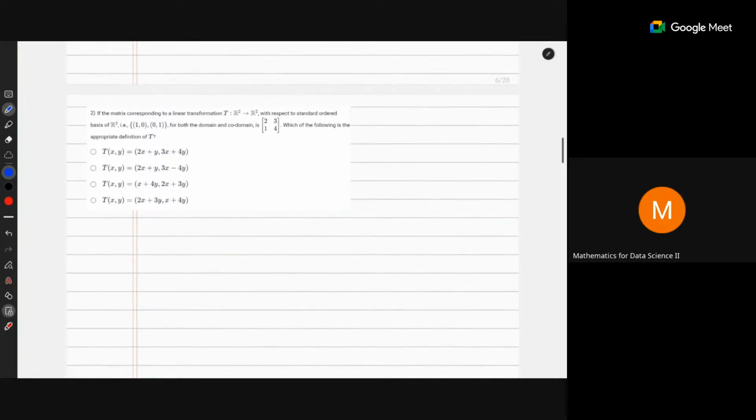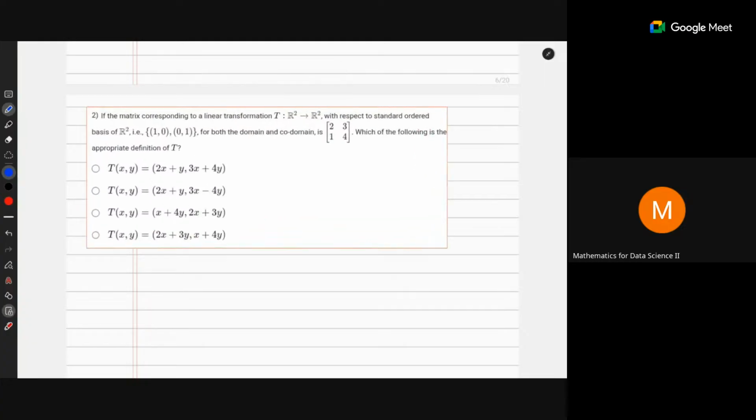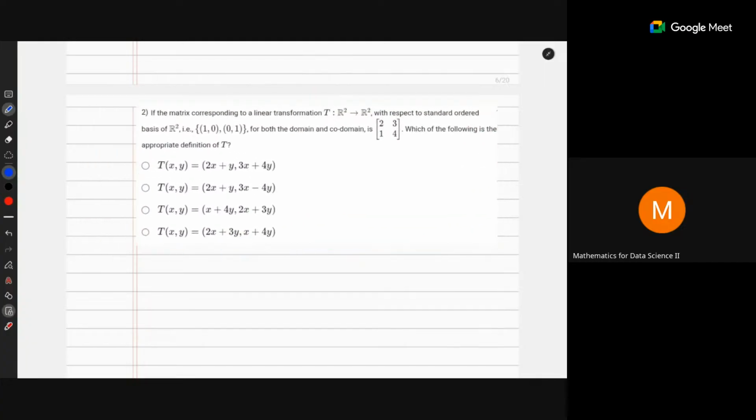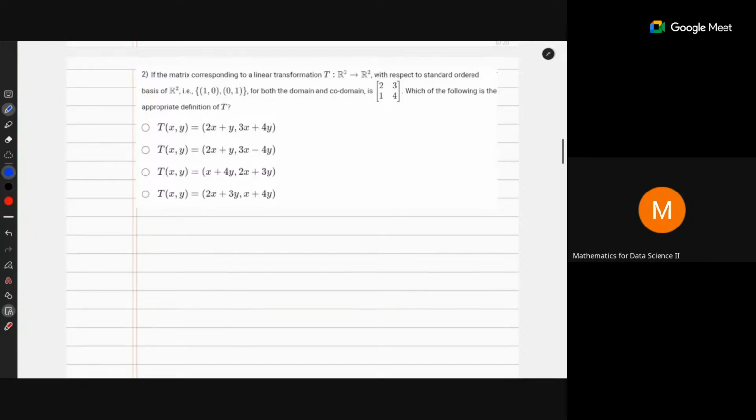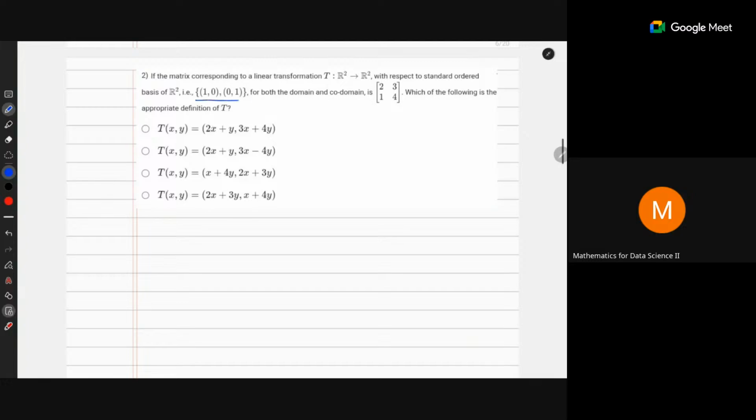Okay, so let's say in this question itself, we have been given this. I hope everyone can see this question. Let me enlarge it a bit. So from R2 to R2, and we have been given the basis as well. The basis is the standard basis. All right. It is already expressed with respect to this in terms of that. So now what is the appropriate definition of T? Okay, so let's do that.